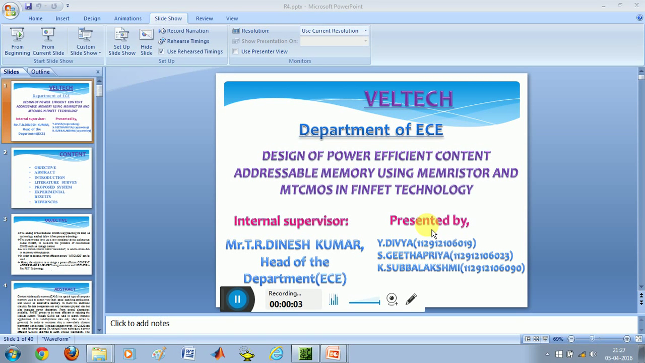Geeta Priya from Welltech. Myself along with my friends K. Sublakshmi and Y. Divya, we had done a final year project. Our project is in the VLSI domain and our project title is Design of Power Efficient Content Addressable Memory using memristor and MTCMOS in FinFET Technology. In our project, we are going to design content addressable memory using FinFET and memristor and MTCMOS.